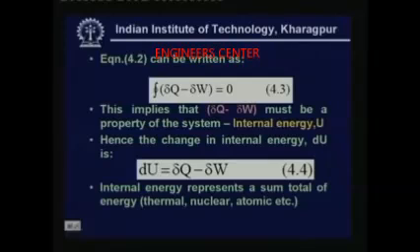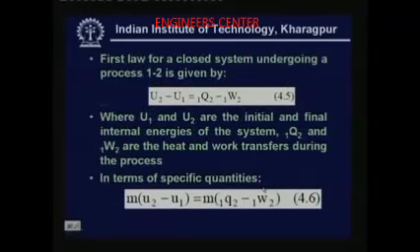And physically, what do we mean by internal energy? Internal energy represents a sum total of all energy forms of the system, for example thermal, nuclear, atomic, vibrational, rotational, etc. Now, let us apply the first law of thermodynamics for a closed system undergoing a process 1 to 2. Let us say that a system has undergone a process 1 to 2. So, what is the first law of thermodynamics for that?